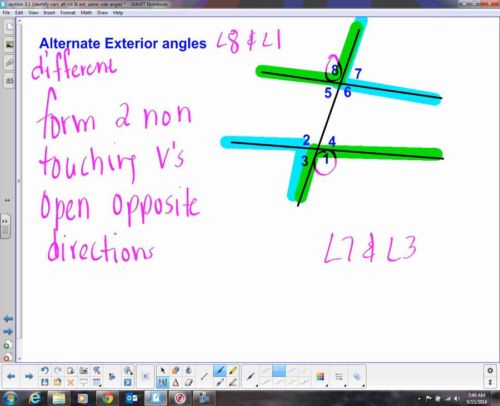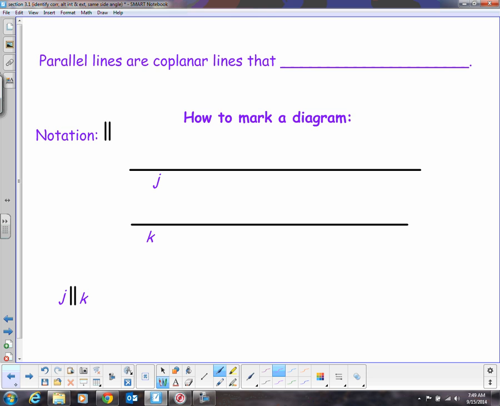So now you might want another sheet of paper. Some of you have a sheet protector to keep your foldable in. But we're going to go back to the beginning of these notes. Parallel lines are coplanar, meaning they're in the same plane that never intersect. And the good news is you already know how to mark them, because we did that on our parallel lines. This is how we say parallel. Oh, I've got 2 minutes. This is how we mark parallel.